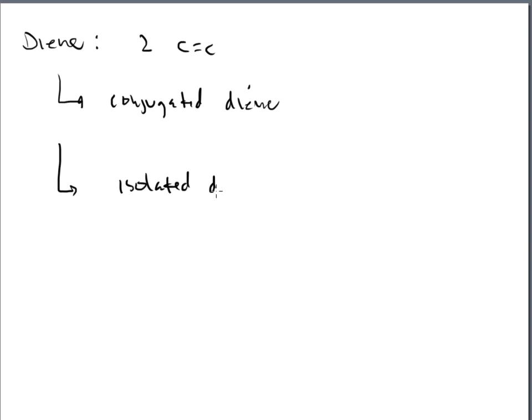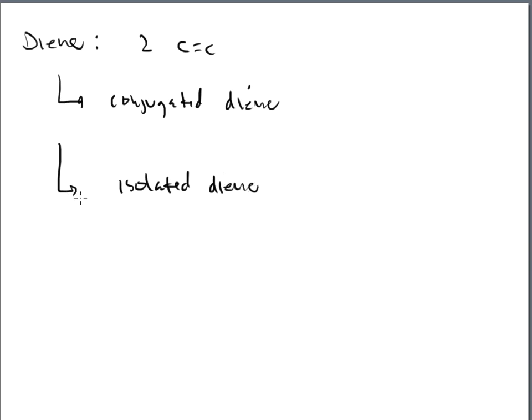Okay, so diene: di means two, ene means double bond. So we have at least two double bonds in a molecule. That is a diene. A triene would be three, tetraene would be four, and so forth. But there are two different types of dienes that we might see in organic chemistry. The first type is called a conjugated diene. And the second type is called an isolated diene.